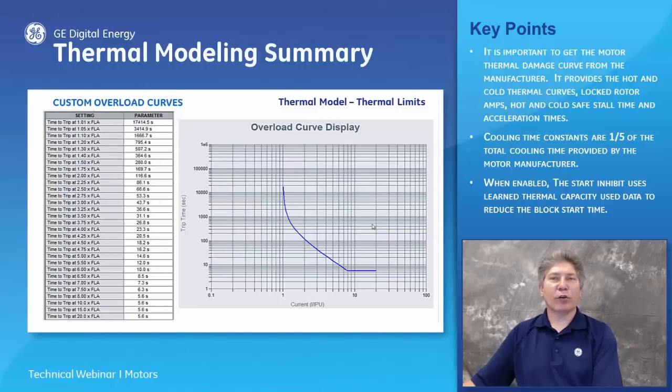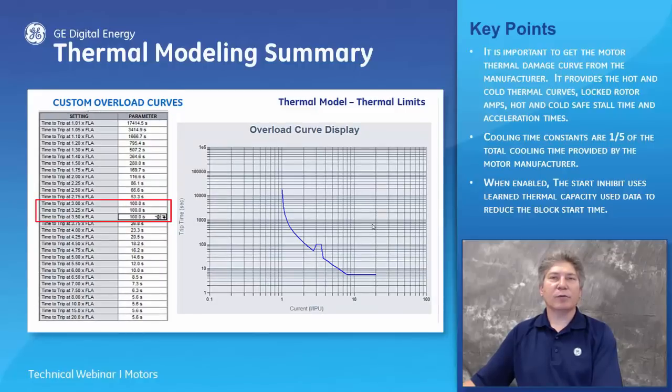If the standard overload curve is not suitable for your motor application, then you can use the custom overload curve where you modify the curve to meet your needs. For example, if we were to modify the values at 3.0, 3.25, and 3.5 times FLA to 100 seconds, on the graph you can see what the impact is to the shape of the thermal curve.